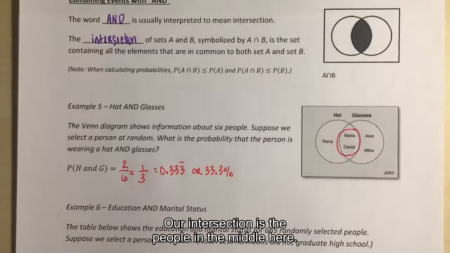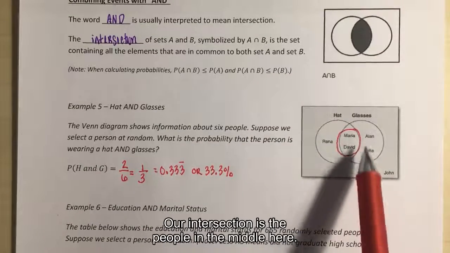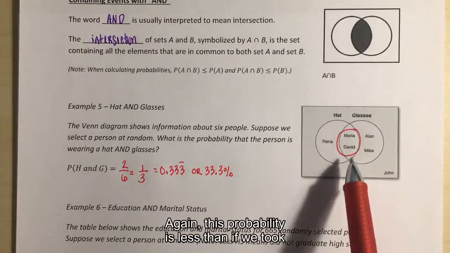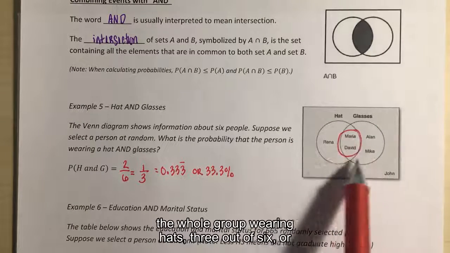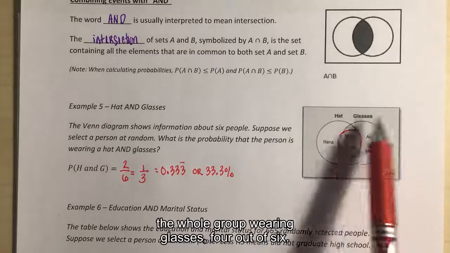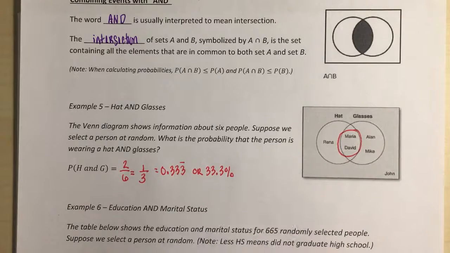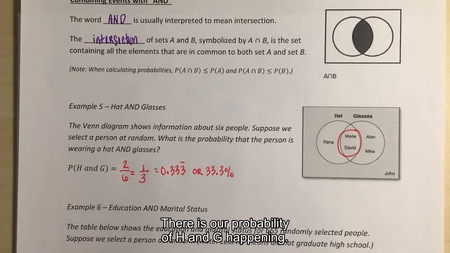Right, so our intersection is the people in the middle here. Again, this probability is less than if we took the whole group wearing hats, 3 out of 6, or the whole group wearing glasses, 4 out of 6. So there is our probability of H and G happening.